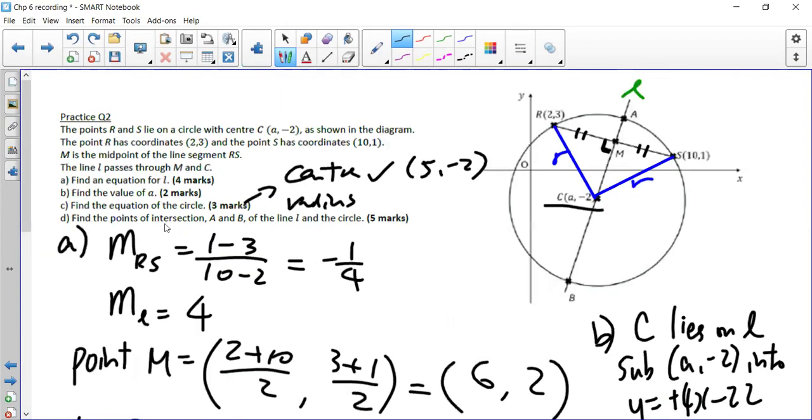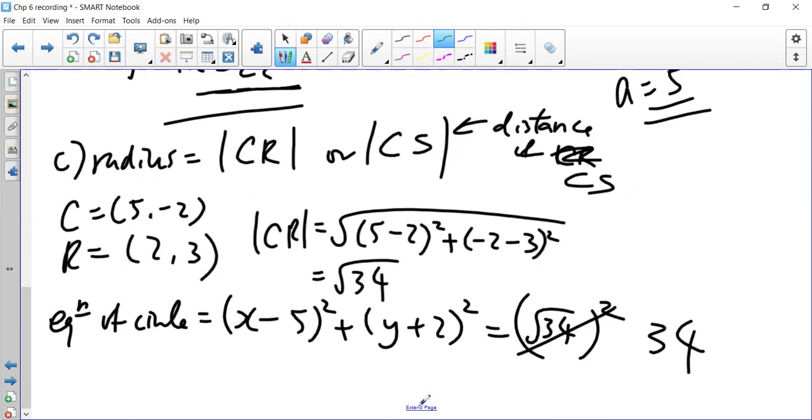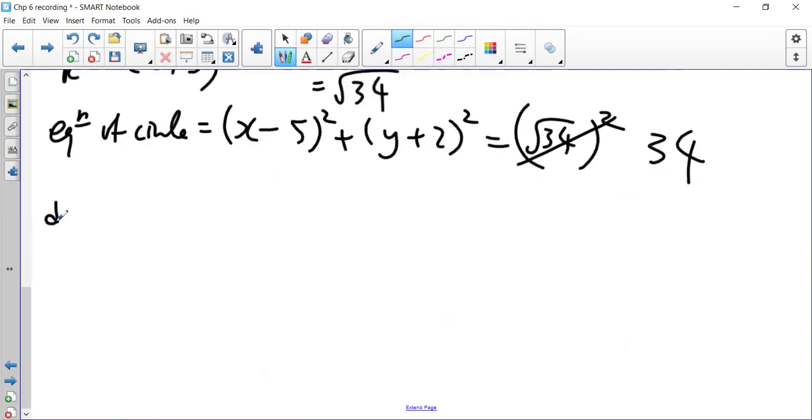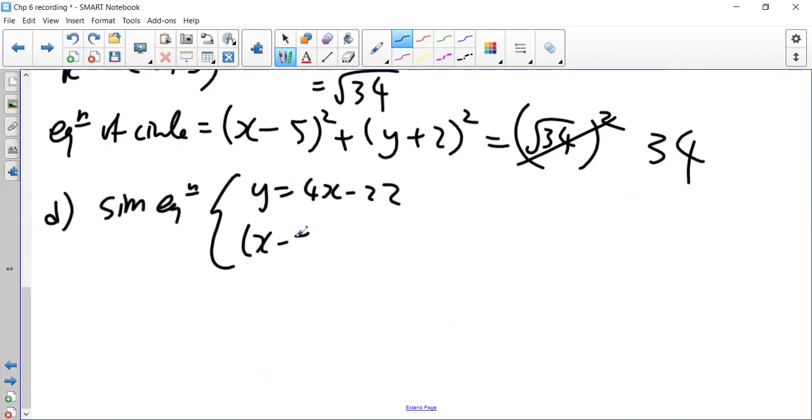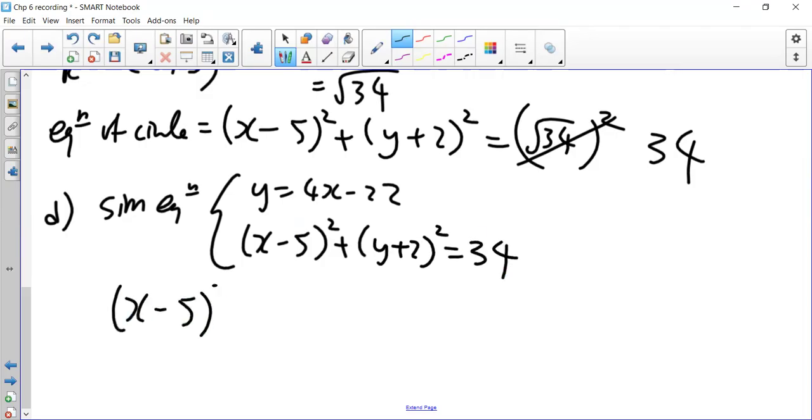Part D. Find the points of intersection, simultaneous equation of the line L and the circle. Well, I hope that gives away what you need to do. So part D, we need to do a simultaneous equation between y equals 4x minus 22 and the equation of circle, x minus 5 squared plus y plus 2 squared equals 34. So sub it in. So x minus 5 squared plus 4x minus 22 plus 2 squared equals 34.